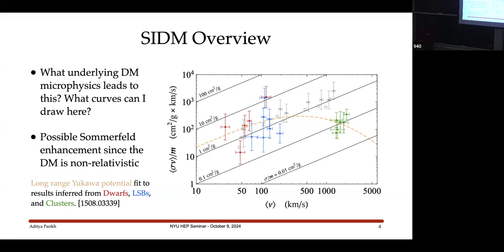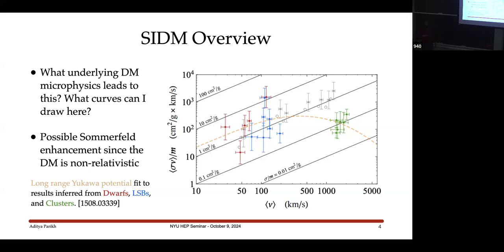So what I'm going to show here is, as a function of velocity, a map of the expected velocity-dependent cross-section per unit mass. And so the idea here is that if you look at the density profile of various objects on various scales, so in green we have clusters, which are some of the most massive objects we have. And then as you go down, you have low surface brightness galaxies and dwarfs. If you look at the density profile of these objects, you can infer what type of self-interaction cross-section would be required to basically create this behavior.